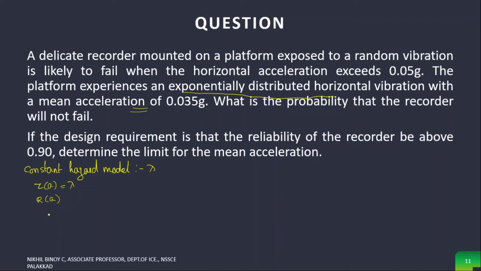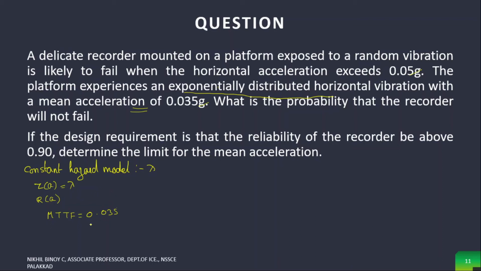So MTTF is equal to 0.035. We can forget about G. Later we can include that G. It is not an important thing, because A, the acceleration, is also represented in terms of G. So we can remove that G easily. G is not important here. Wherever required, we can add that G.